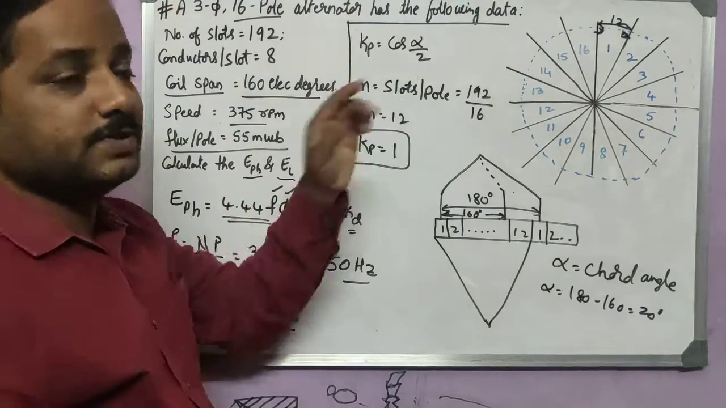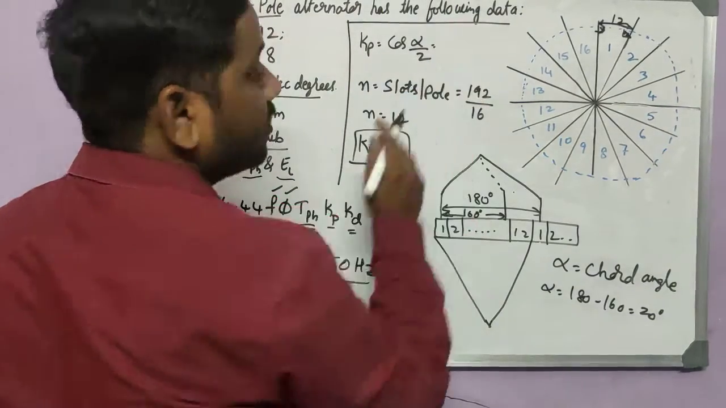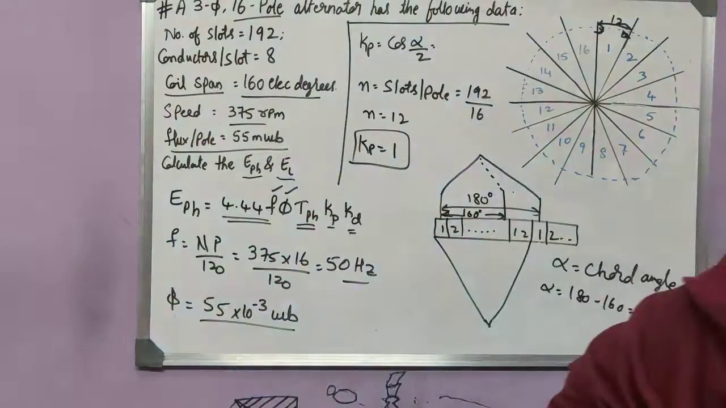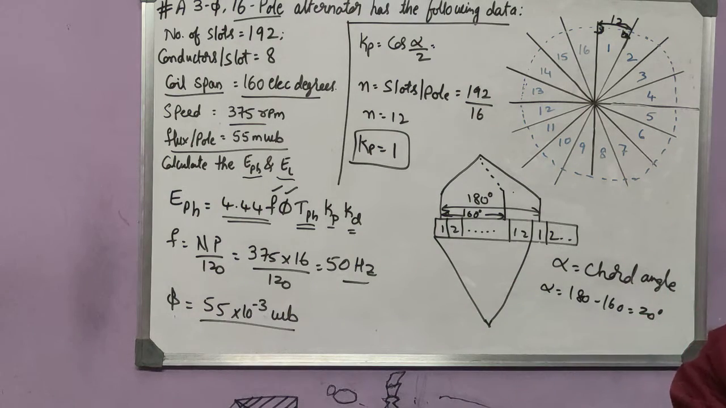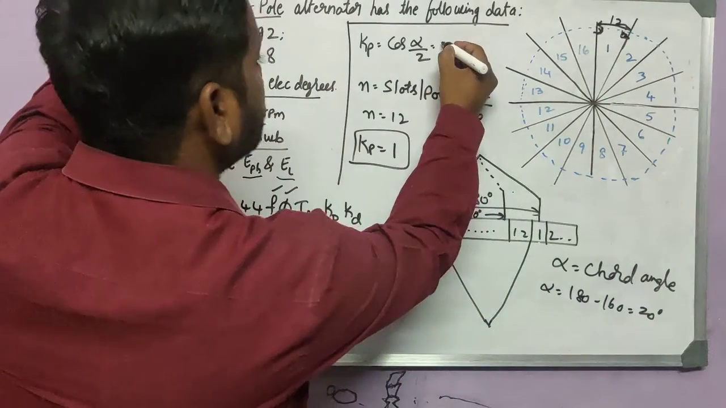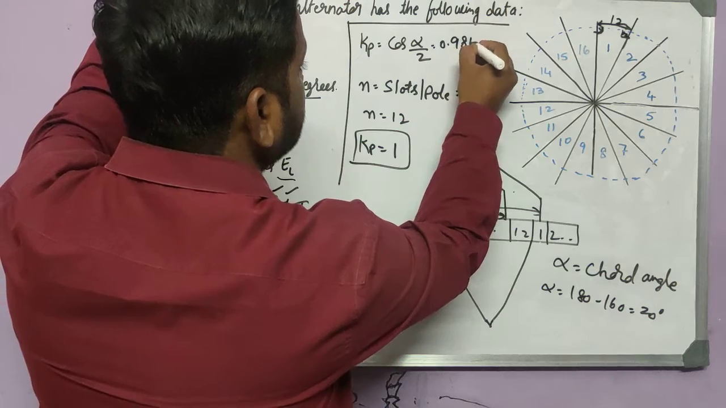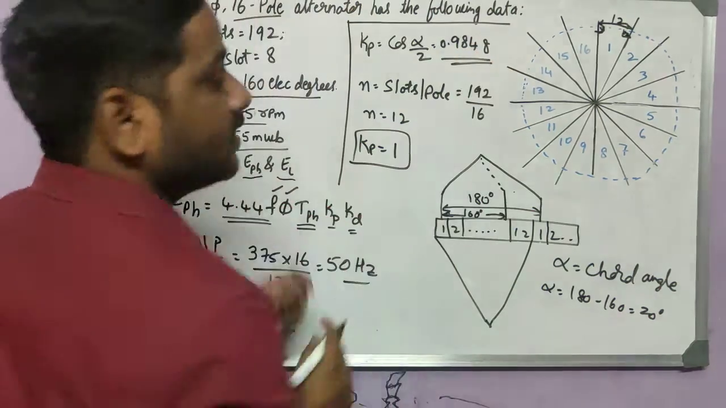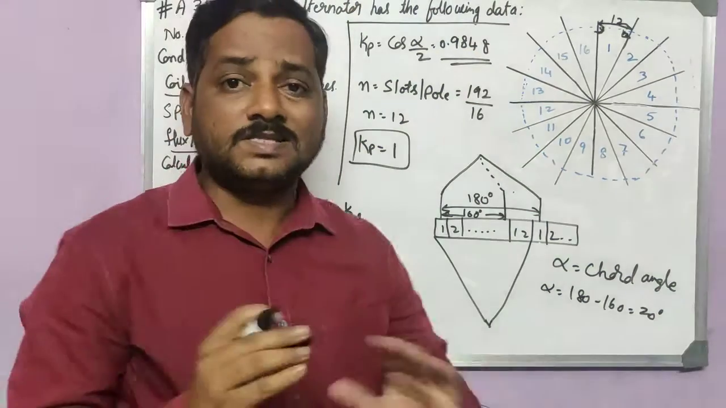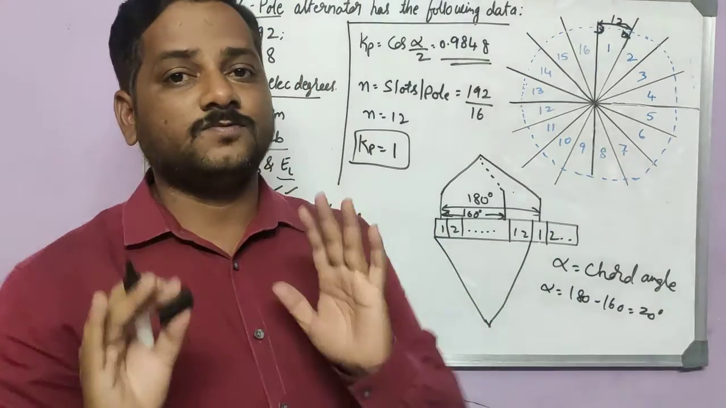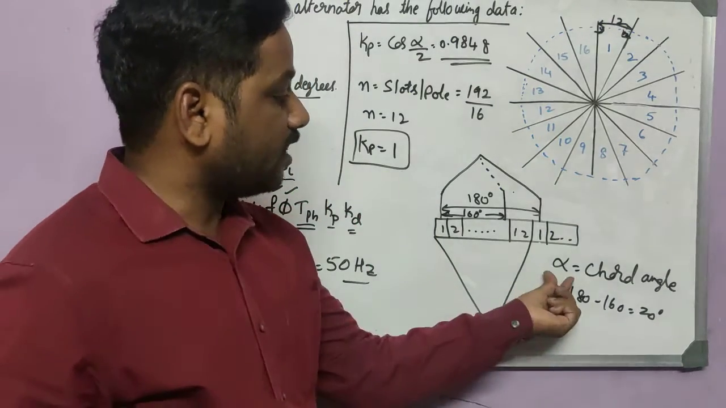So 20 by 2 is 10. Therefore, you can say cos 10. You can just substitute it there and get the value of the Kp. 0.9848. So this is the Kp value. So pitch factor will always be between 0 and 1, maximum is 1. Right? So I hope alpha is clear for you.